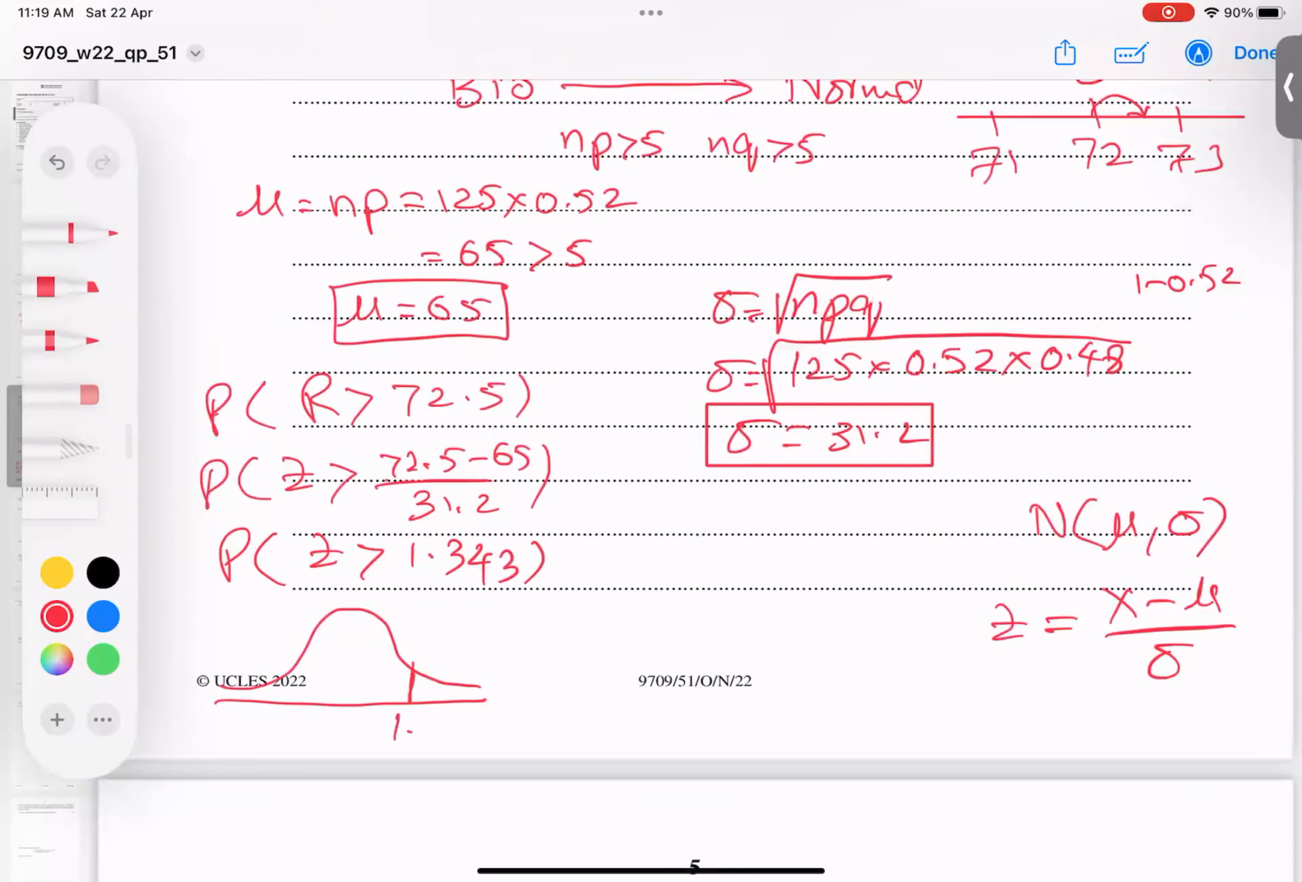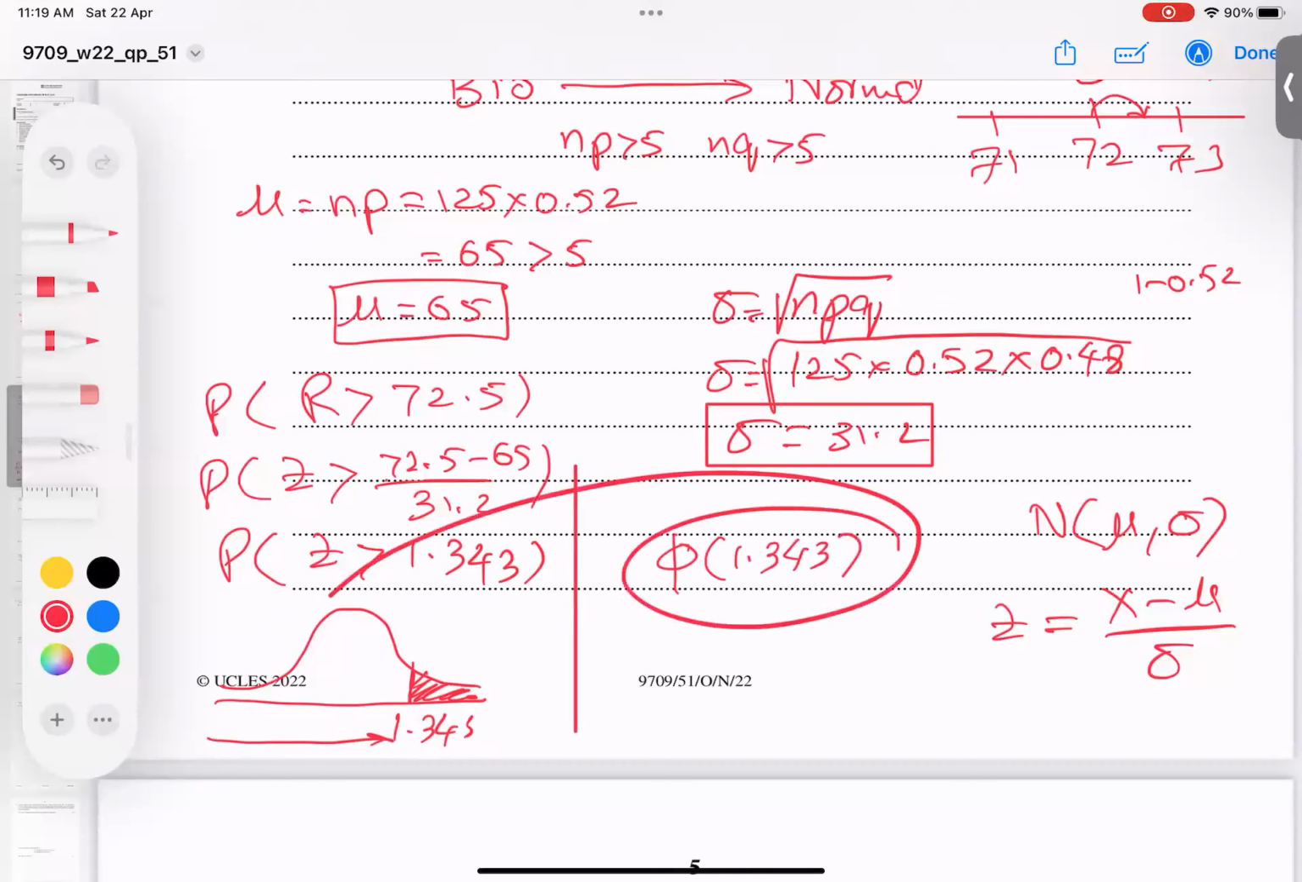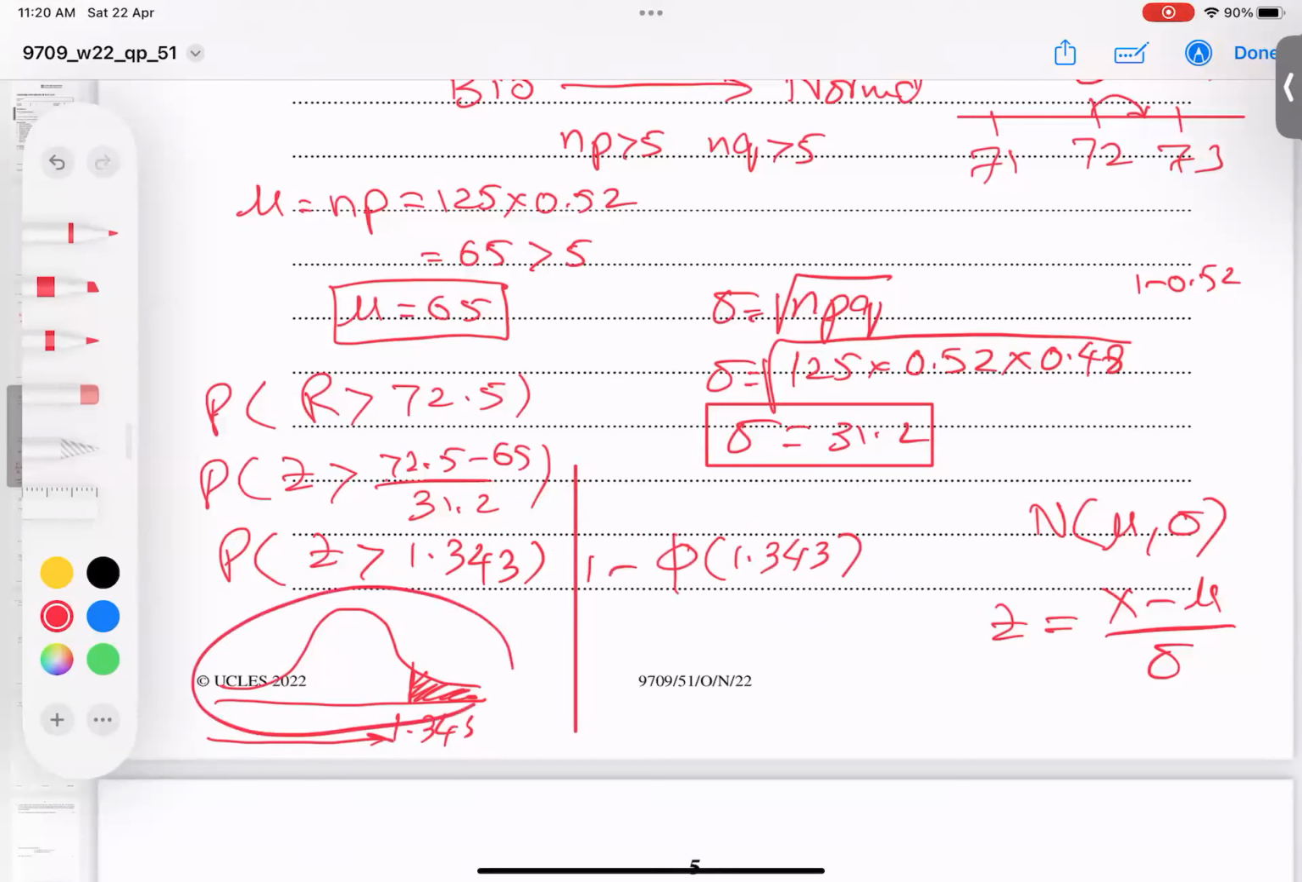Positive, right side, 1.343. Bigger is called what? This portion is called bigger. But how do we find this one? Whenever you see the probability distribution table, it gives the answer from the left up to this number, the white region. So Φ of 1.343 will give us the white region, but we need this answer. So 1 minus that, because the area of the full shape is 1, since the full probability is 1. What I'm looking for is the opposite of what I get from the table, so 1 minus that. Now let's check from the table what we have.